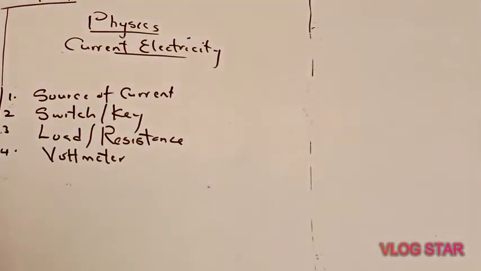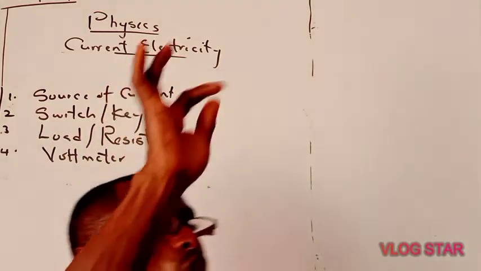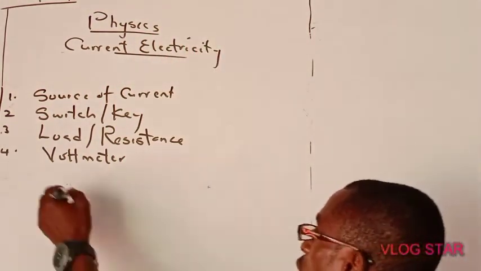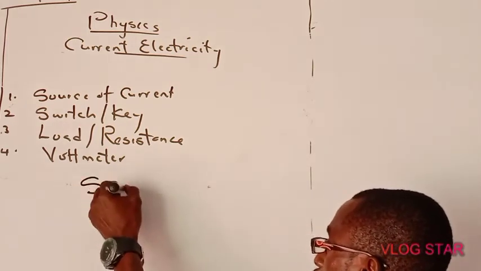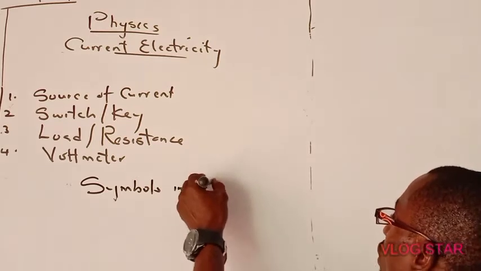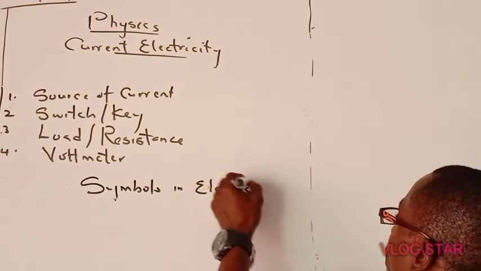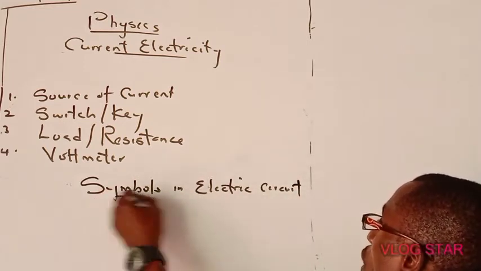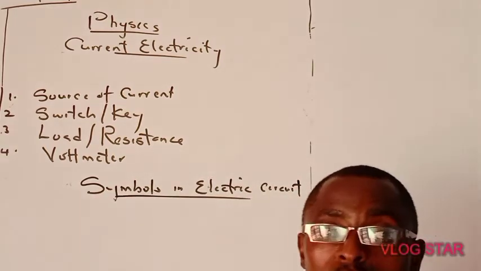Now what is the battery and what is cell? What we call battery is this. This is the symbol of battery. So we are looking at symbols in electric circuits. Symbols. Now pay attention.